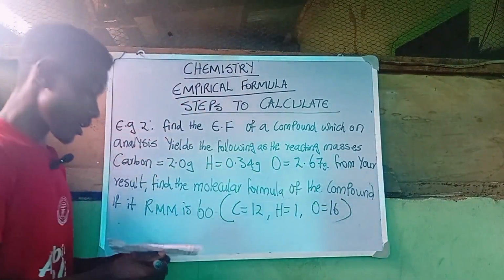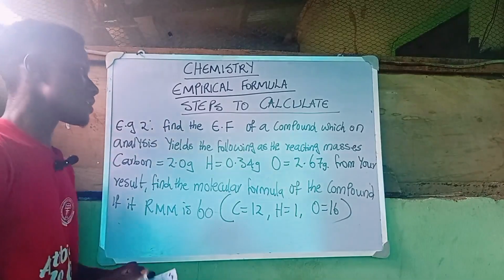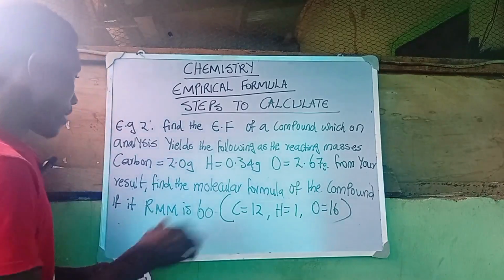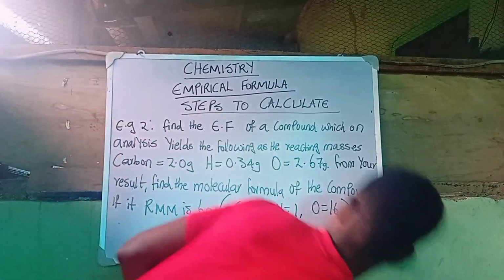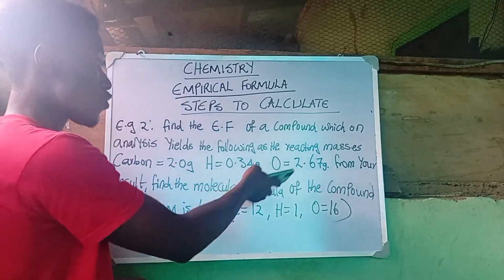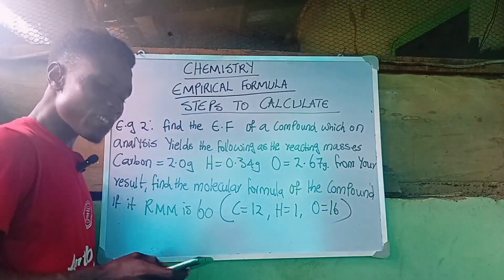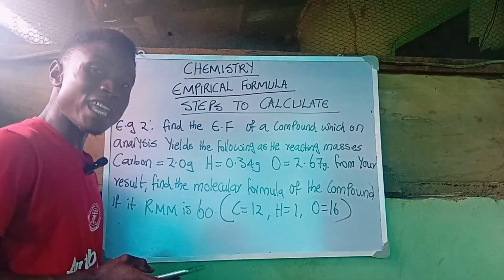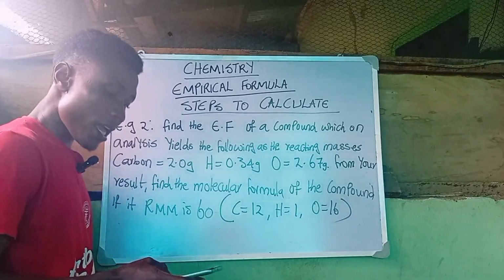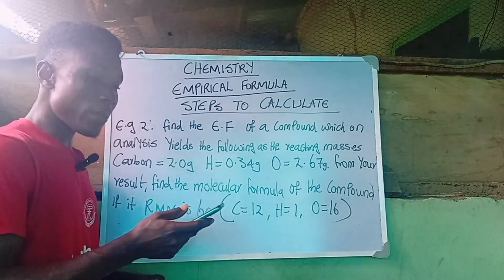So now this is the question that has been given. It says find the empirical formula of a compound which on analysis yields the following as the reacting masses: carbon 2.0 gram, hydrogen 0.34 gram, oxygen 2.67 gram. And now from your result find the molecular formula. So at this particular point we are not just looking at the empirical formula, but we are also looking at the molecular formula. I'm going to show you how you can get it.